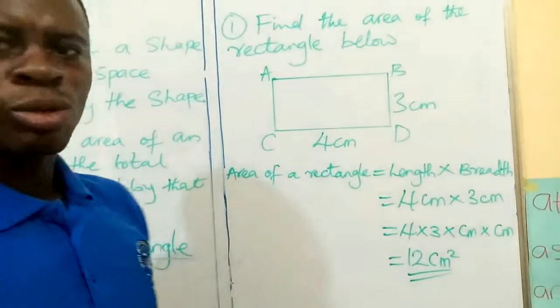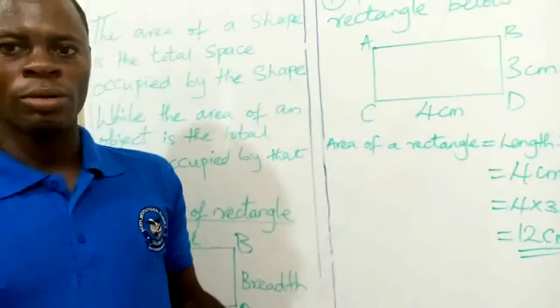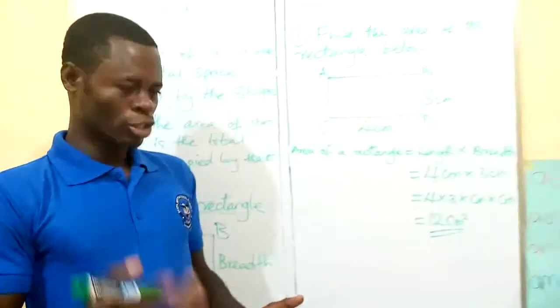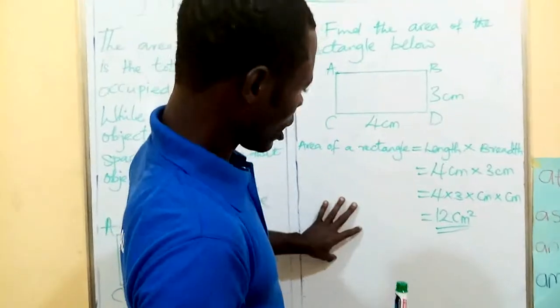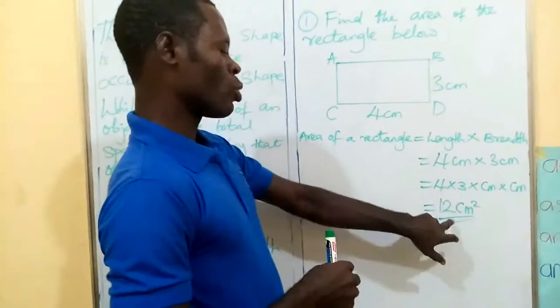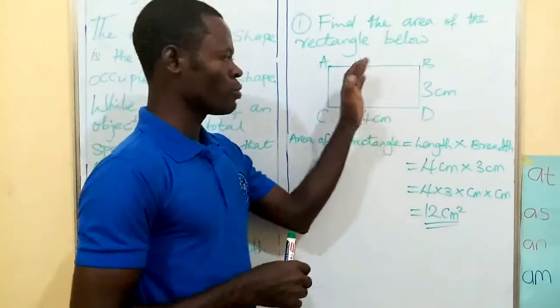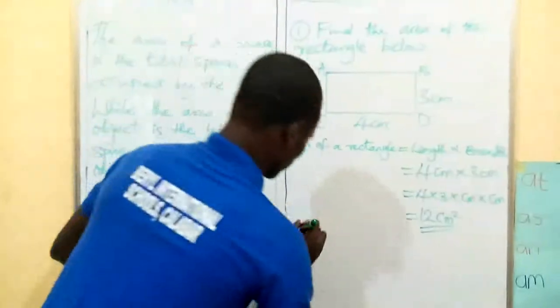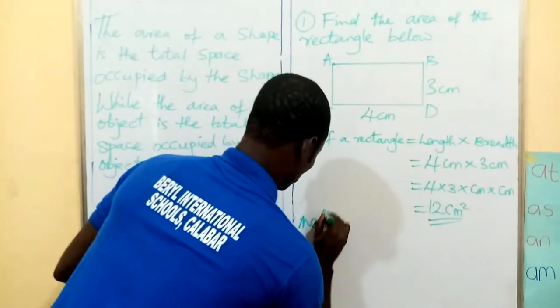Alright, we are going to look at the second method of solving or calculating area, which I call the proving method. The method actually is going to prove to you how we arrived at 12 centimeters squared. It's going to prove the whole calculation here. Alright, let's proceed. Look at method 2.